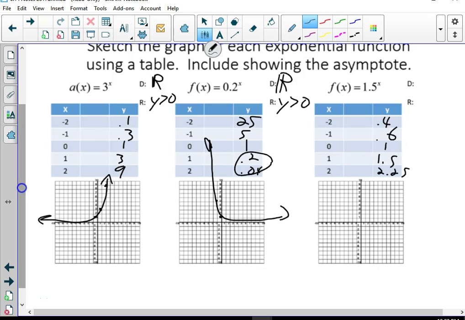2.25. Okay. So this one's going to be kind of hard to graph because it's all small numbers. So 2.25 is going to be a little bit above that. 1.5 is going to be halfway there. So this is going to be really drawn out and wider. And it's wider because of the base.